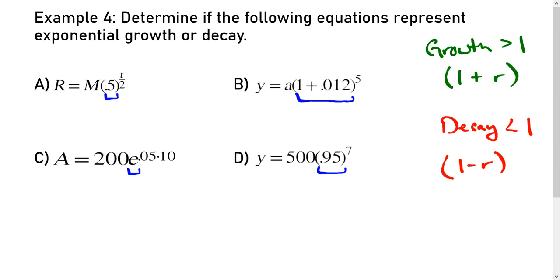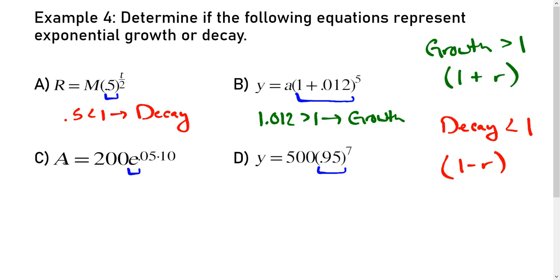So for this first problem, we have a factor of 0.5 that's getting raised to an exponent. Well, 0.5 is less than 1, ergo this one is decay. For example B, we have 1 plus 0.012. Well, that's 1.012. That's greater than 1, so that one is going to represent growth.